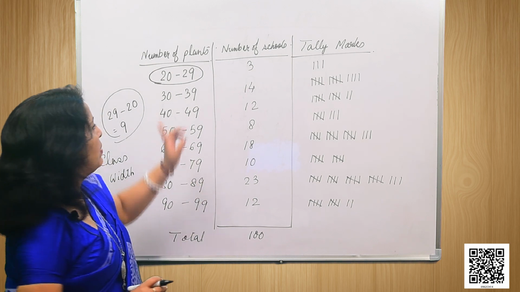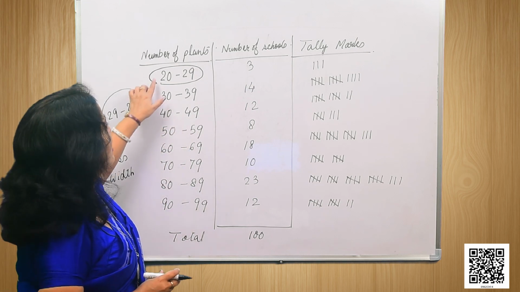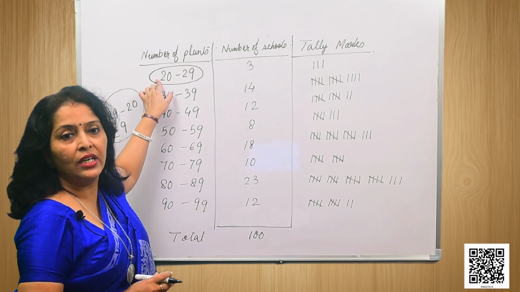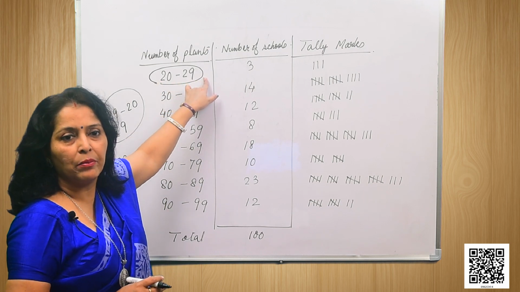And one more thing, please note, in every class interval the first number is called the lower limit and the last number is called the upper limit. So this example of classified data we have already done. I hope it is clear to all of you.